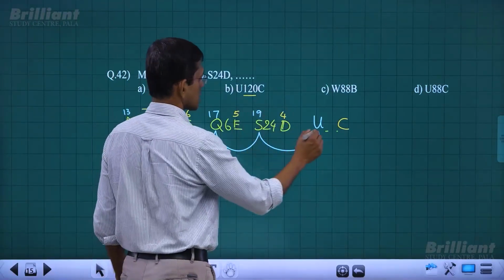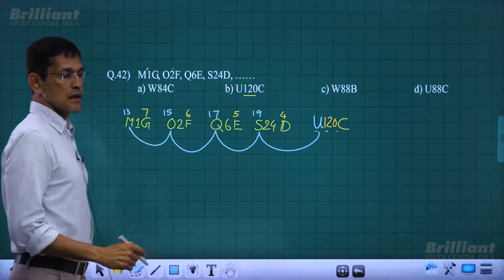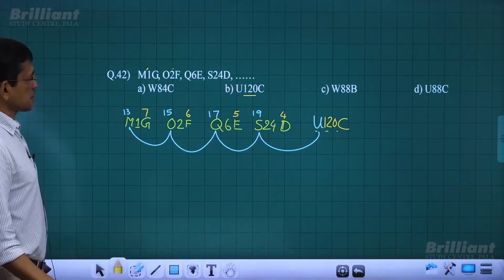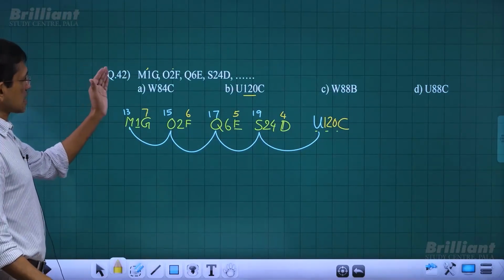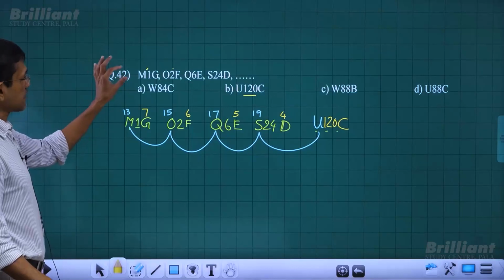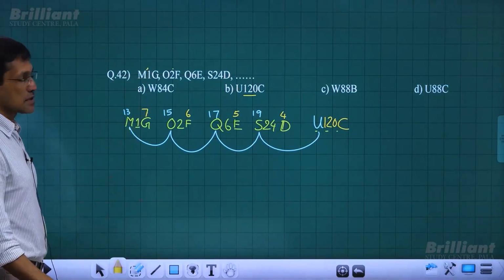This is what? U120C. So that's pretty much the way we deal with this kind of questions, especially these alphanumeric questions. Alpha, alphabet, and numerals.